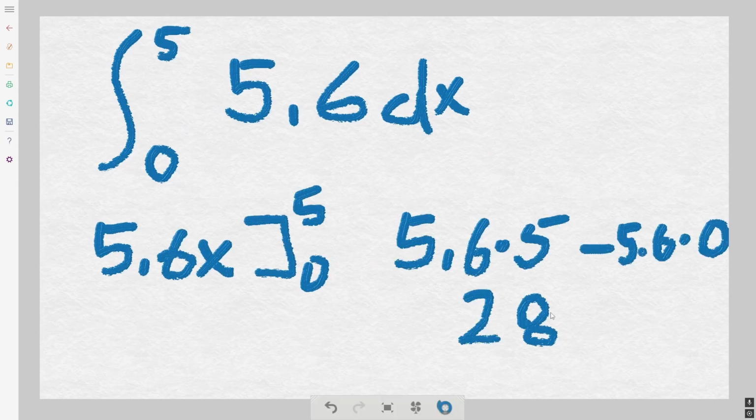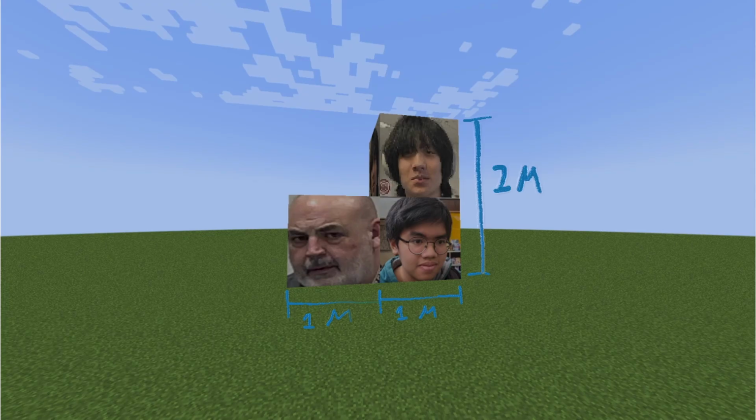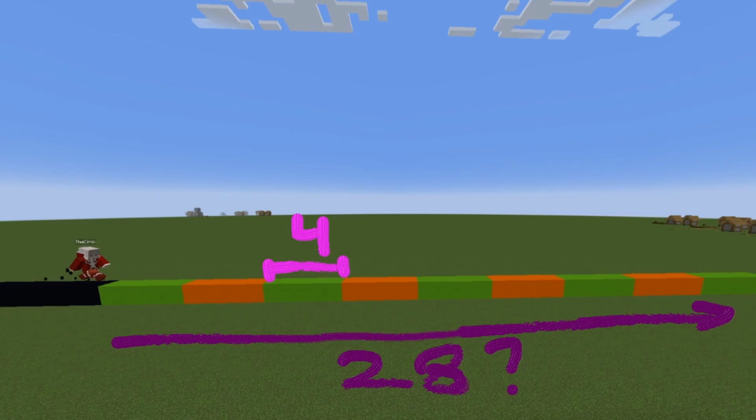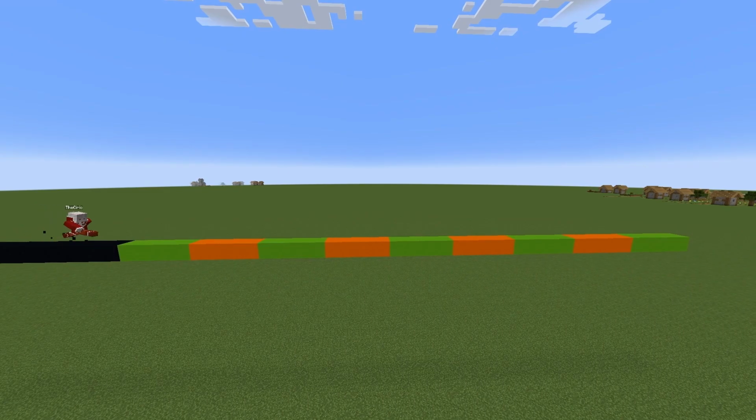We see that we should get 28 meters. Each block in Minecraft represents 1 meter, so we should see that the player runs 28 blocks. Each color segment is divided into 4 blocks, so we should see 7 color segments if Newton was right.